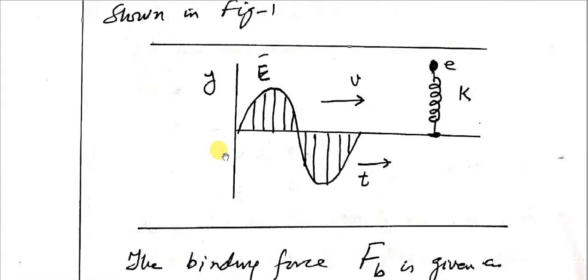So let's take the y axis along which the E is vertically varying. Speed of the wave is v. Here in this direction may be taken z or x, whichever direction we can take, but we are concerned about the oscillation along the y axis.